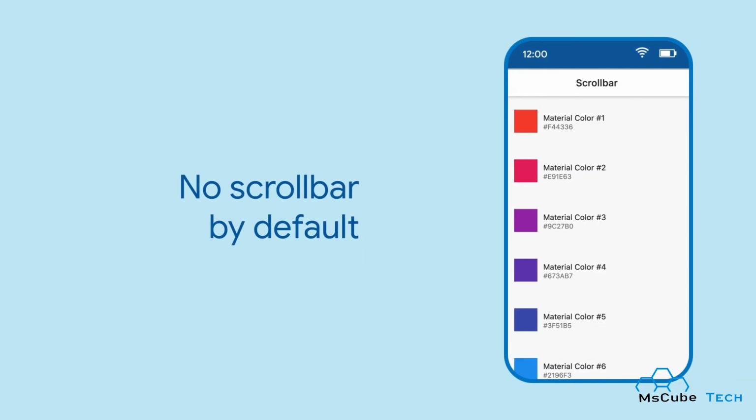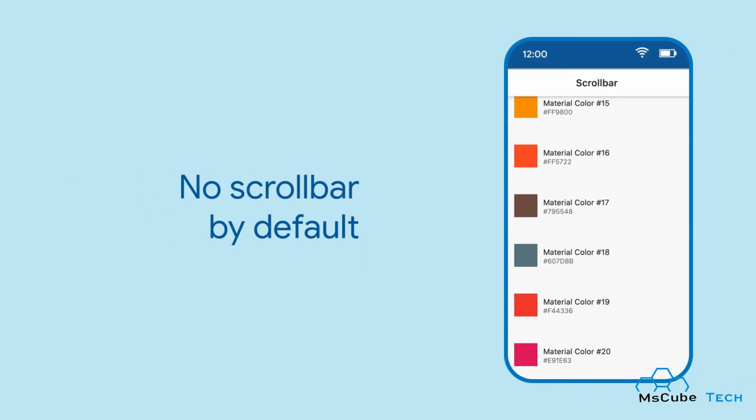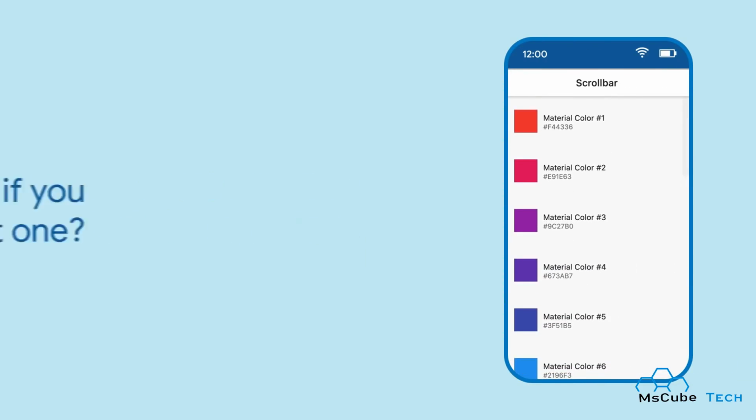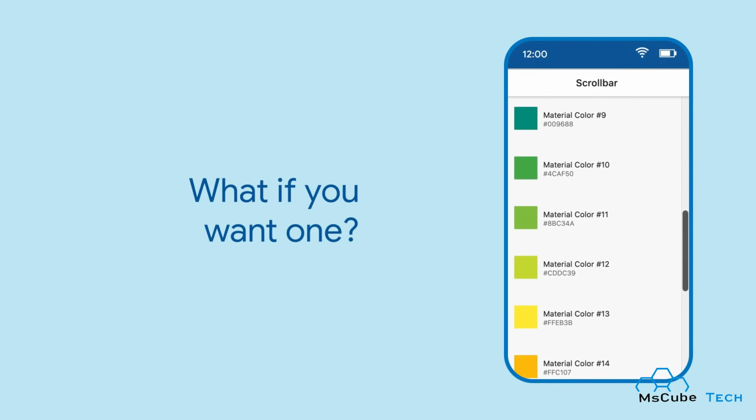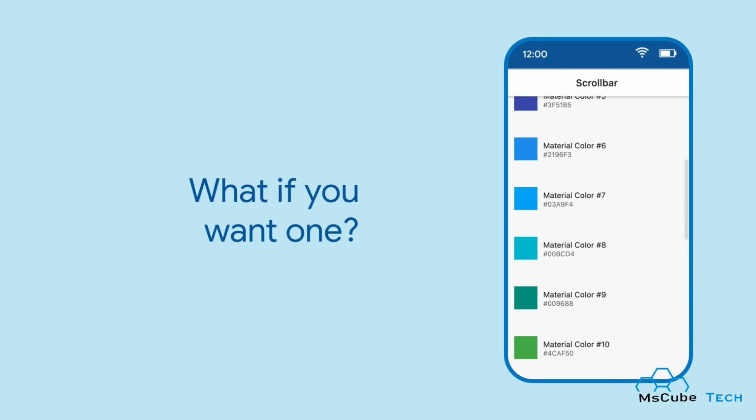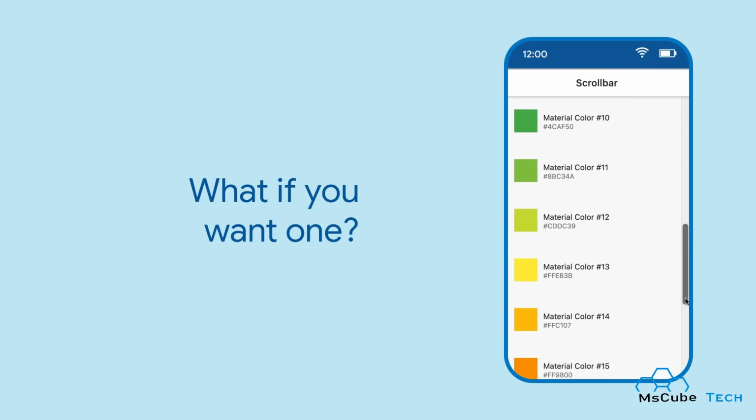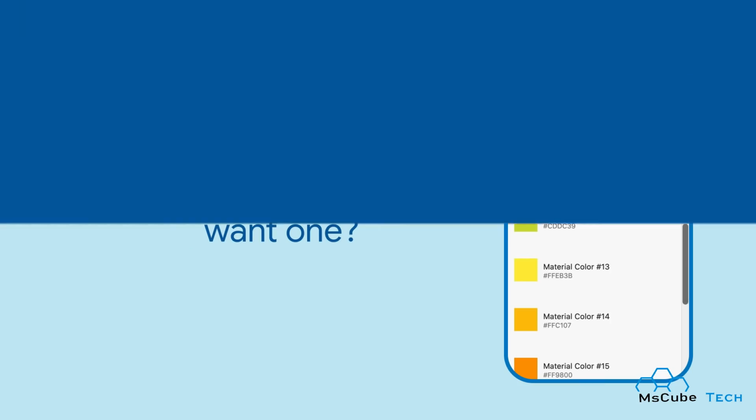By default, scrollable widgets in Flutter don't show a scrollbar. That's fine in many cases, but in others you do want to display a scrollbar. Scrollbars show the user how far they've scrolled, and they allow things like jumping to a particular point in the list. To show a scrollbar, use the widget called Scrollbar.